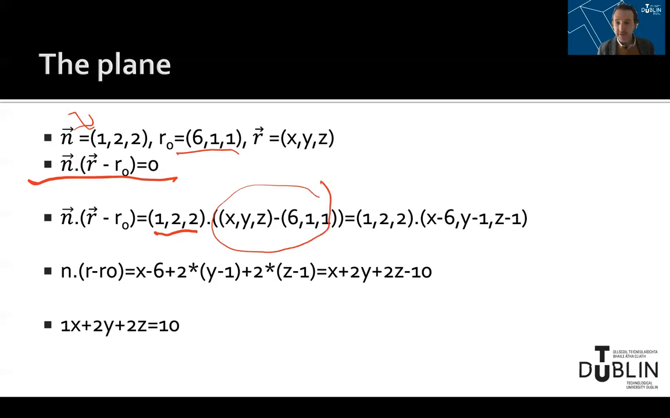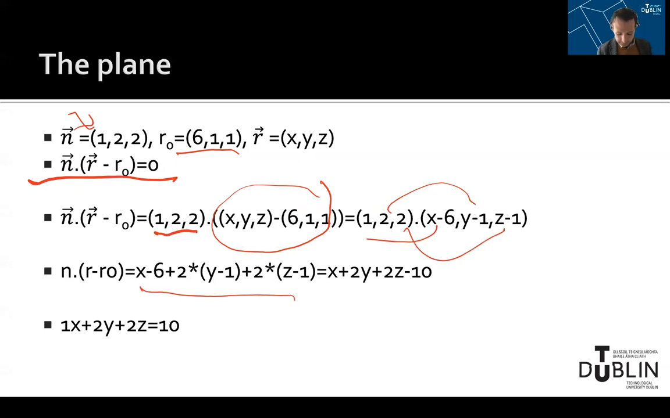Then we always have to have x, y, z. X, y, z is because the line has an x and y, the plane has x, y, and z. A hyperplane, which is a 4-dimensional plane, will have x, y, z, w, an extra variable. So what you have is 1, 2, 2 dotted with x minus 6, y minus 1, z minus 1. And then you multiply it. It's 1 times x minus 6, 2 times y minus 1, and 2 times z minus 1. That's exactly what we have here.